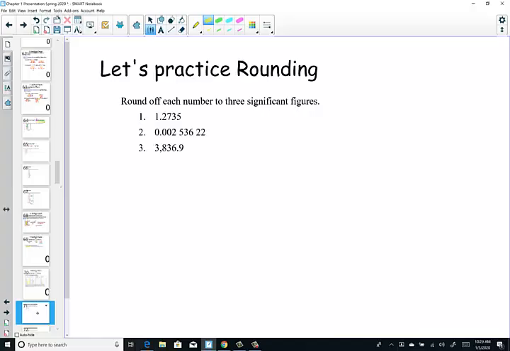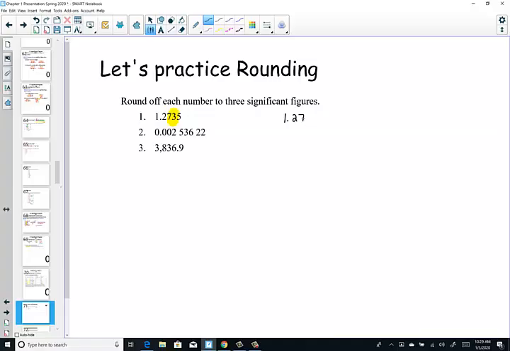Round off each number to 3 significant digits. 3 sig figs. So the first number that I need to drop in part 1 is the number 3. If I drop that, 3 is not going to be rounded up. 1.27 is just this value. And I know that these are not measurements, so there's no units there. It's kind of upsetting that there's not a unit, but we're just practicing rounding.